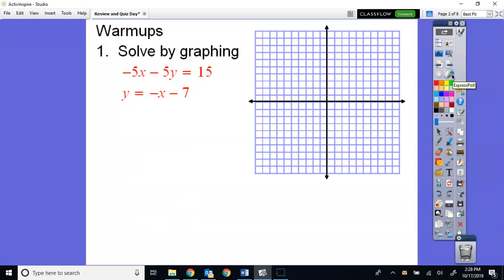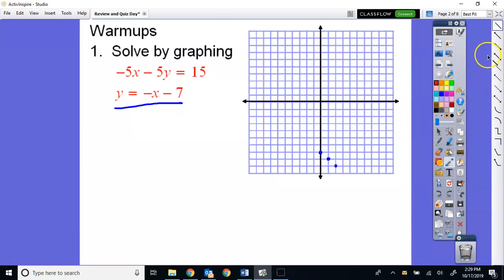So, solving by graphing means you are taking both of these equations and graphing them on the same coordinate plane to see where they cross. Since this one right here is already solved for y, I can go ahead and use my beginning amount of -7, put a point, and then use my slope of -1 to move down 1 over 1, down 1 over 1. Because this is an equation, remember with equations, you just draw the line, connect the dots, and you are done with that equation. Every point on that line is a solution to that equation.